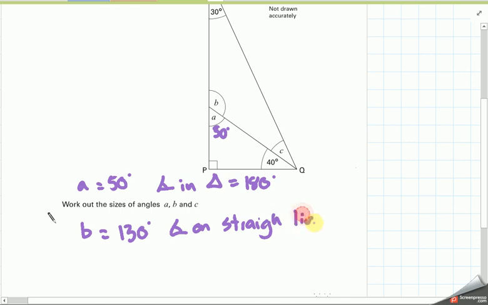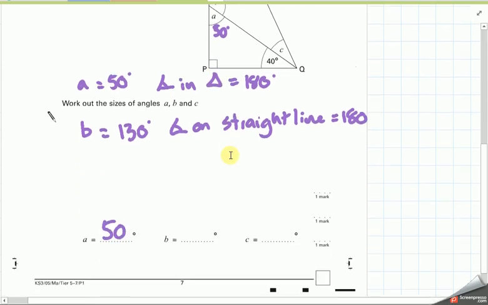There is another reason for this that's sometimes quoted. The exterior angle on a triangle is equal to the sum of the opposite two interior angles. It's linking both these things together. It does work, but it's a special case that we don't often teach because it only works for triangles. It's not more general. So I've now got B is 130 degrees.